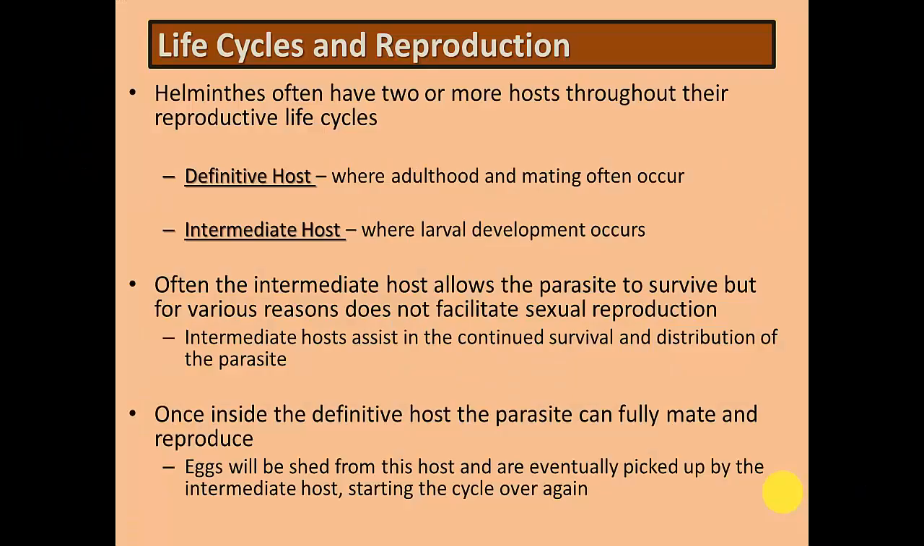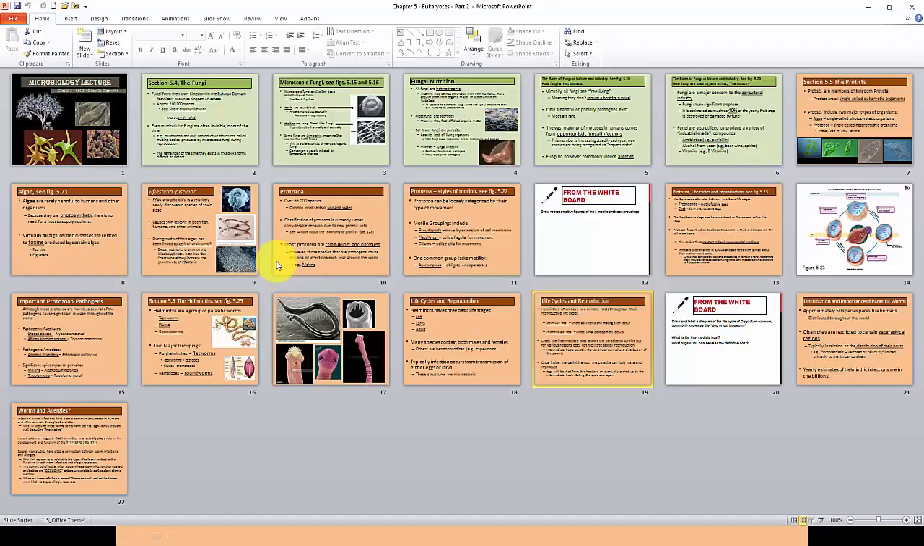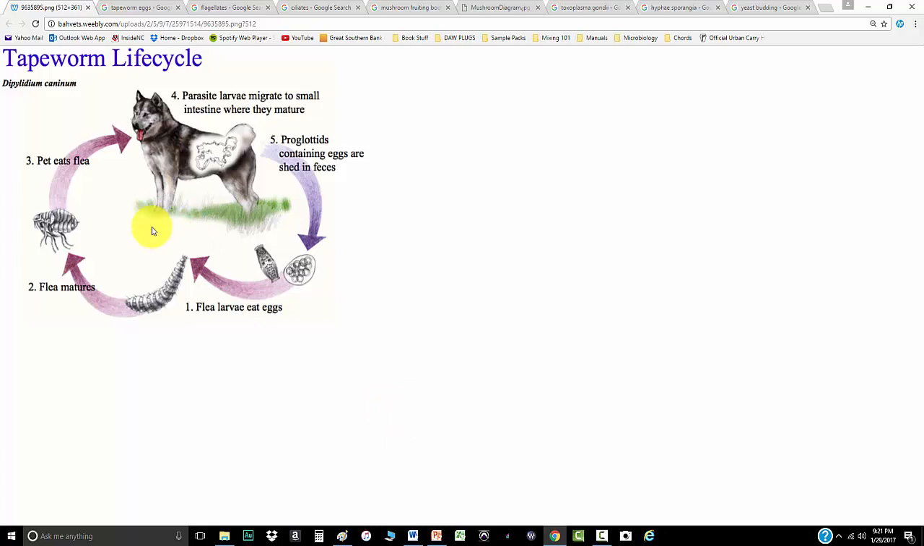So what's happening is the definitive host is the animal in which it's shedding the egg. In our example here, it's the dog. So the dog is shedding the eggs, and the intermediate host is the flea, which is actually picking up the eggs during its larval stage. And what ends up happening is the flea larvae and the tapeworm are actually developing simultaneously. As the flea goes on to develop into an adult flea, the tapeworm is going on to develop further inside that flea gut.